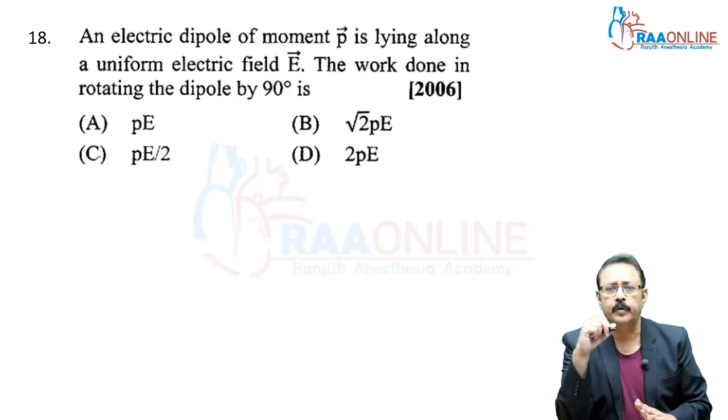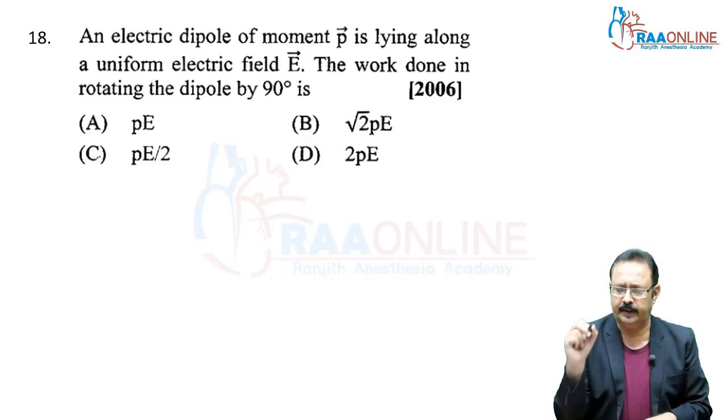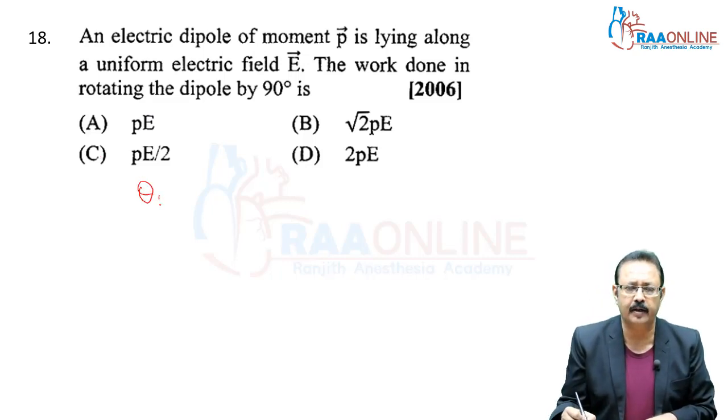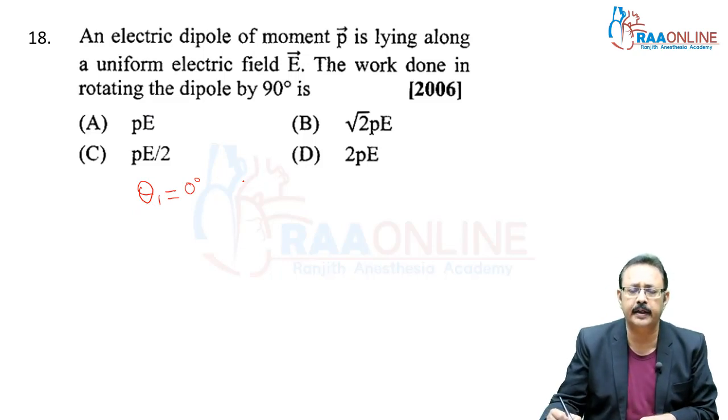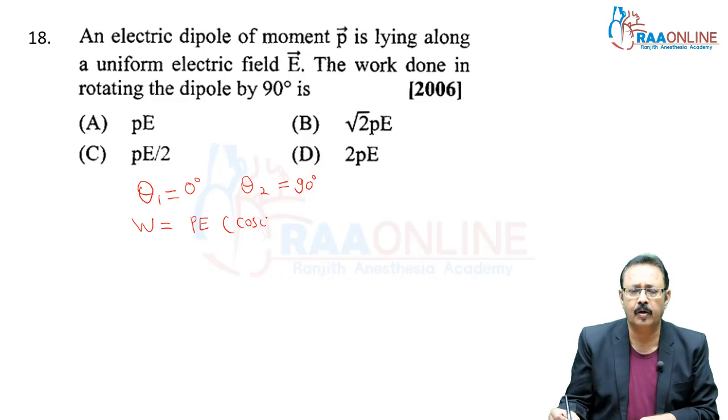Next, it is from 2006 AIPMT. An electric dipole moment P is lying along a uniform electric field E. Means the initial angle was 0. The work done in rotating the dipole by 90 degree, we want theta to go to 90 degree. We have one formula with us. Work done is PE into cos theta 1 minus cos theta 2.